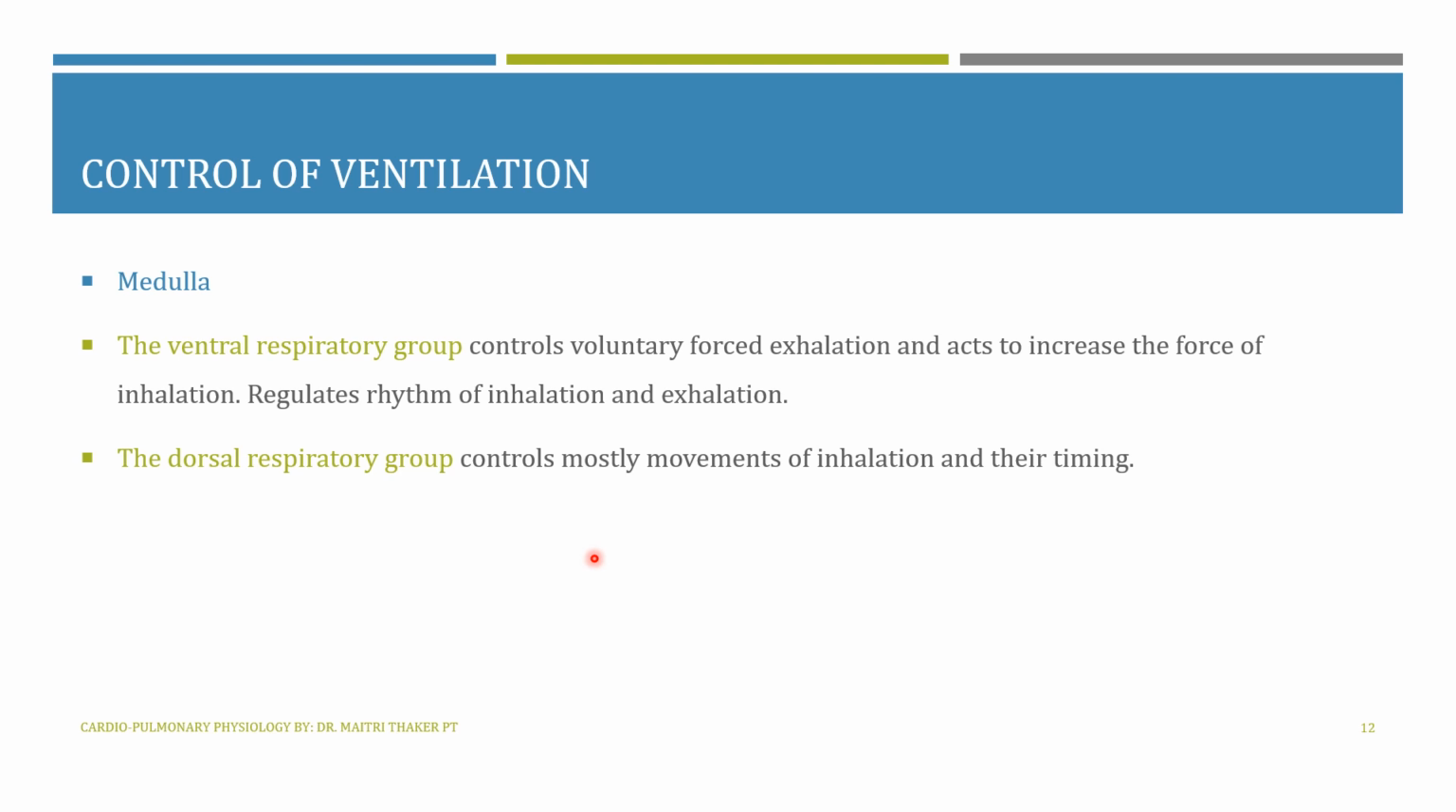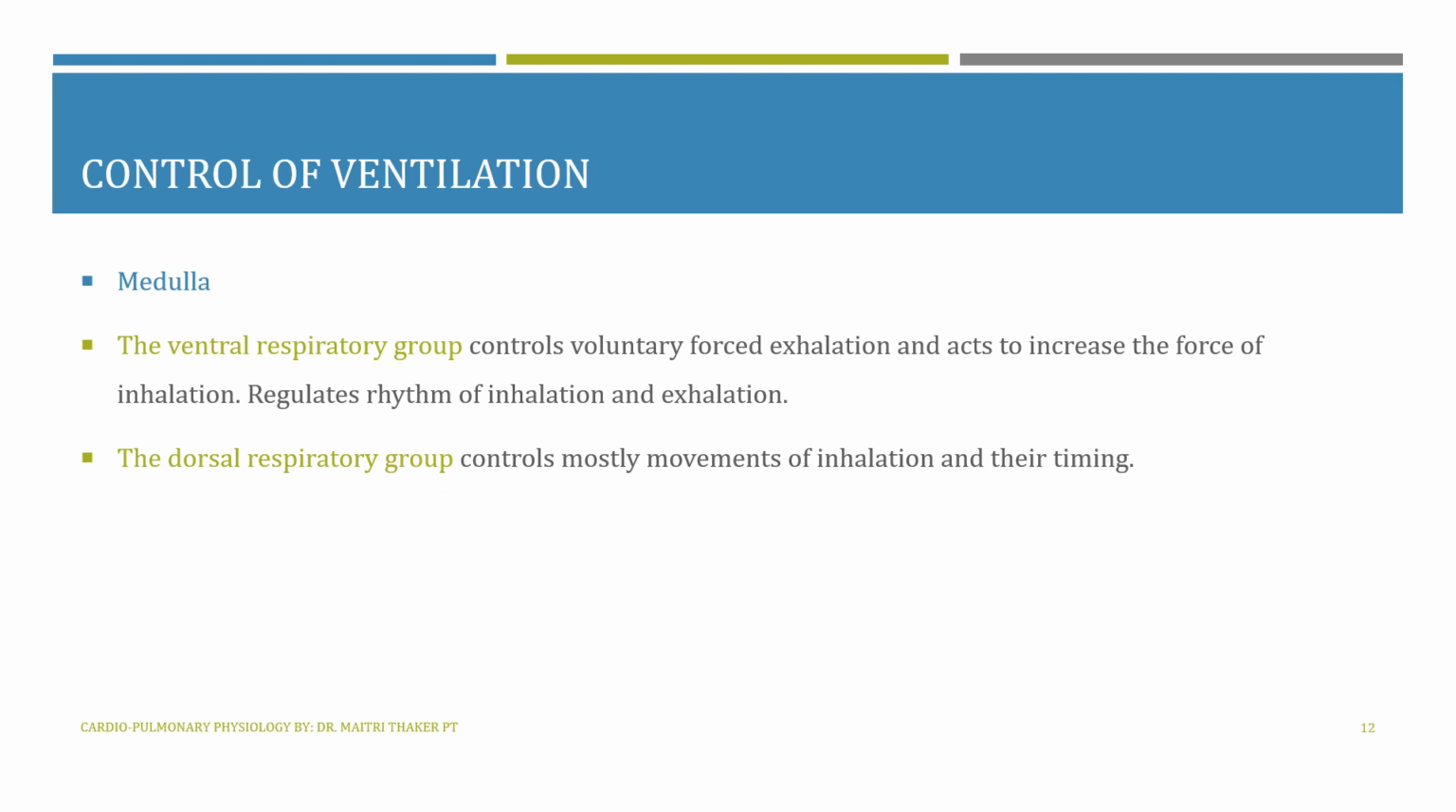There are some centers in our brain that control the breathing, and these centers are located in the medulla and pons. So let's understand the medullary centers. There are two respiratory groups in the medulla: ventral respiratory group and dorsal respiratory group. This division is based upon the location of the neurons. The ventral respiratory group controls voluntary forced exhalation, and it acts to increase the force of inhalation. Also, it regulates the rhythm of inhalation and exhalation.